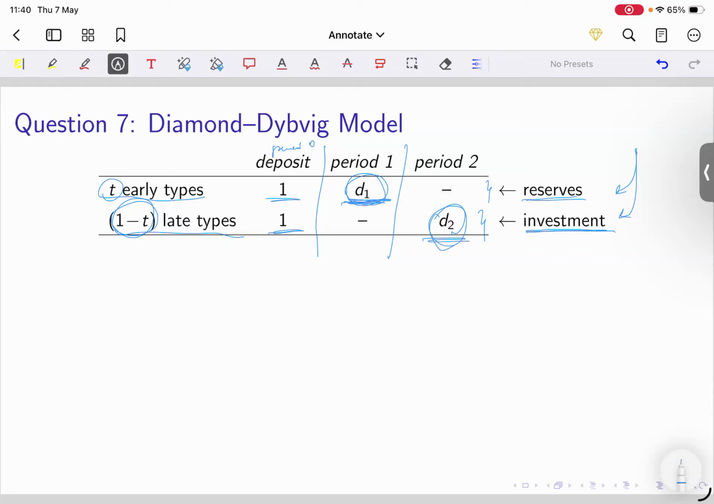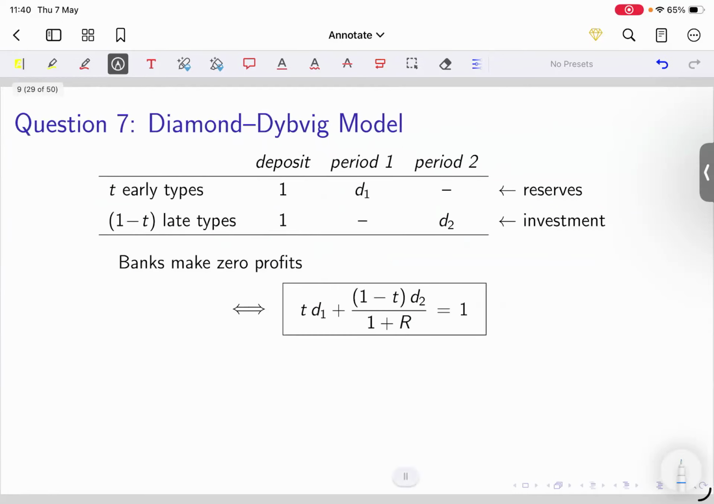Because banks also operate in a competitive market, they will be making zero profits, and their zero profit condition is given by the following, which is also in your text.